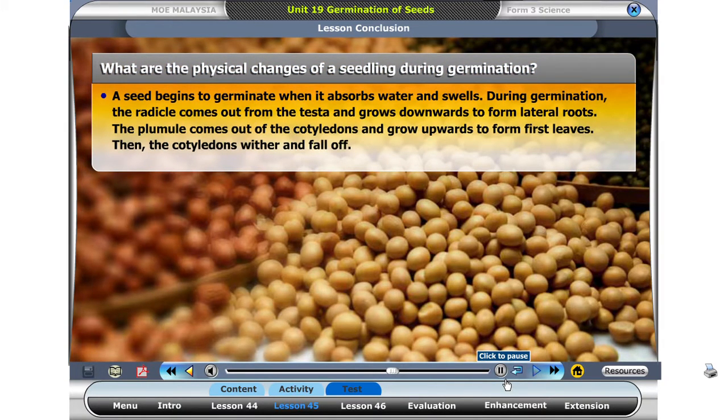A seed begins to germinate when it absorbs water and swells. During germination, the radicle comes out from the testa and grows downwards to form lateral roots. The plumule comes out of the cotyledons and grows out to form leaves. Then, the cotyledons wither and fall off.